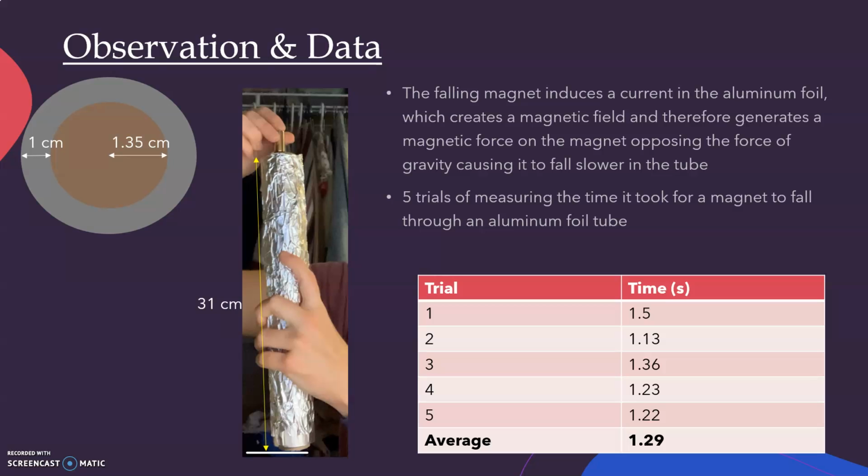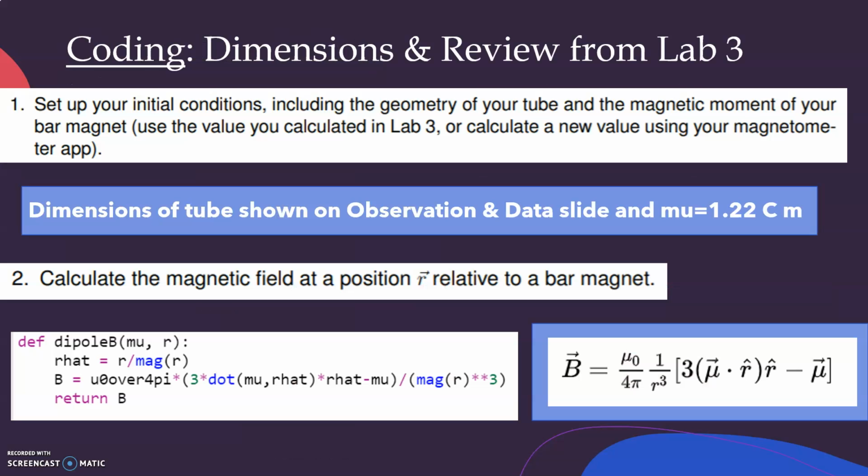So I did 5 trials of measuring the time it took the magnet to fall, and my average time was 1.29 seconds. For coding, I used the dimensions shown on the previous slide and the function to calculate the magnetic field from Lab 5. I'm using the Biot-Savart law for a magnet.